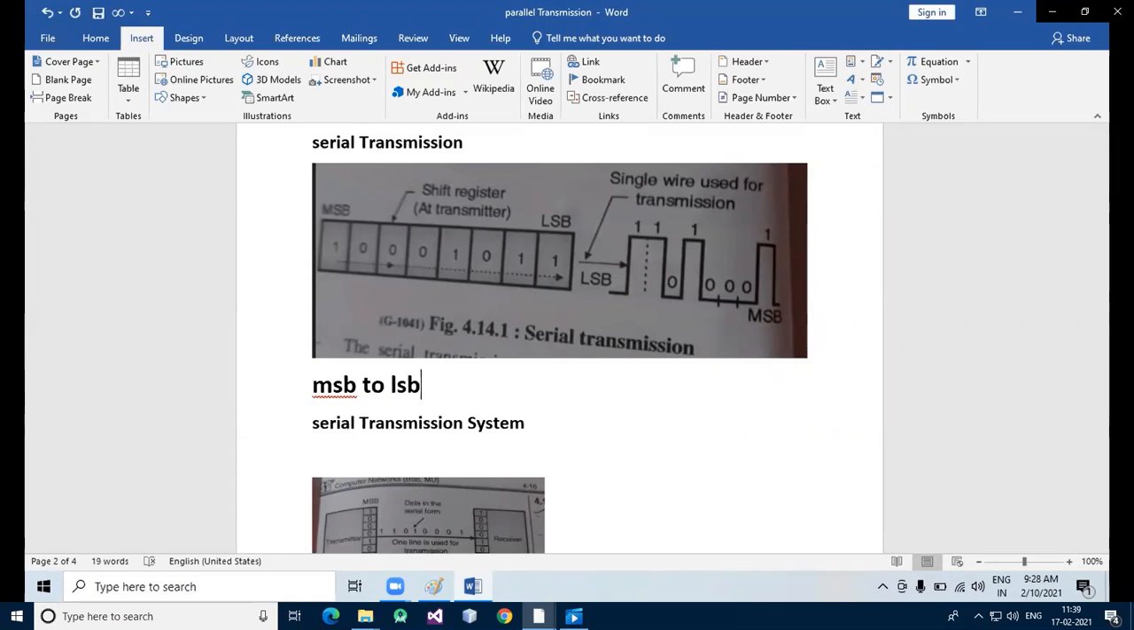In serial transmission, the bits of the bytes are serially transmitted one by one. Okay, so serial transmission is a one-by-one procedure. The byte to be transmitted is first stored in the shift register. Then these bits are shifted from MSB to LSB, bit by bit.